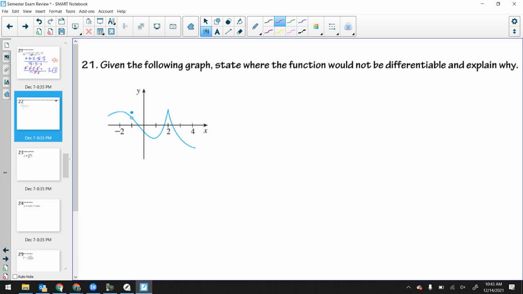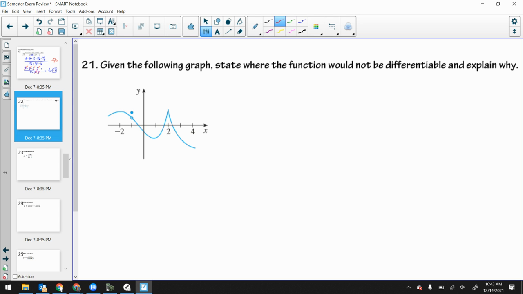There you go. Number 21. Given the following graph, state where the function would not be differentiable and explain why. And this is where I said you've got to know the names of the discontinuities, because that's really what you're looking for. You're looking for any discontinuity and explain which discontinuity it is. Or there are other reasons when it's not differentiable.